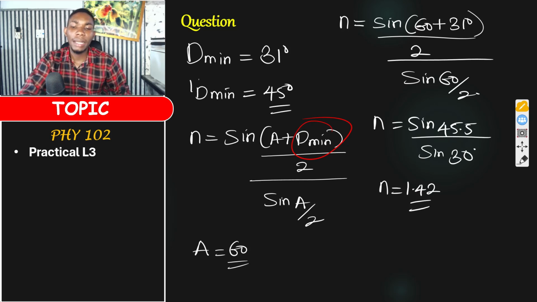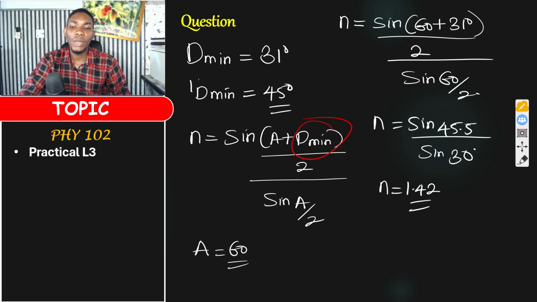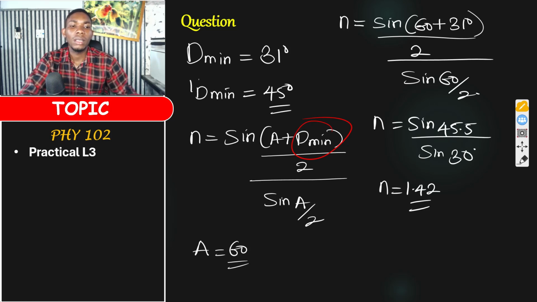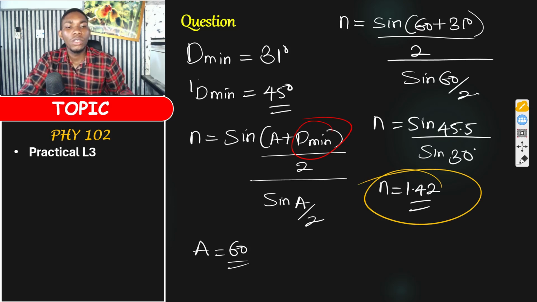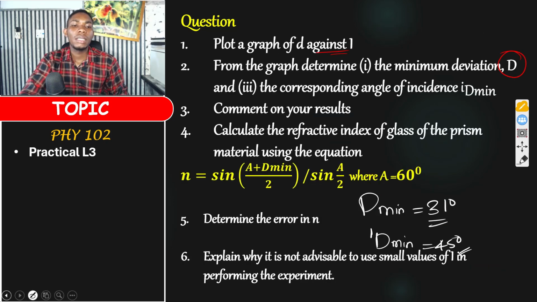This is not bad. This is very okay, because the refractive index of glass is around 1.5 to 1.6. Are you getting it now? So this is our n, and this is the refractive index that you were asked to calculate. Refractive index. Is that okay? That is that. Now, determine the error in n.